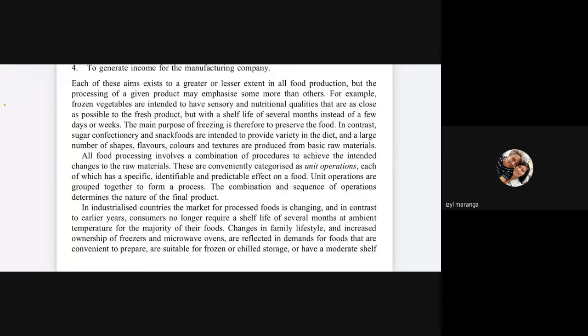Or in other naman sa sugar confectionery and snack foods, they will also provide variety in the diet and number of shades, flavors, colors, textures, and produced from basic raw materials. So, food processing involving combination of procedures to achieve the intended changes to the raw materials. Pwede siyang categorize into unit operation, no, and group together to form a process, no.